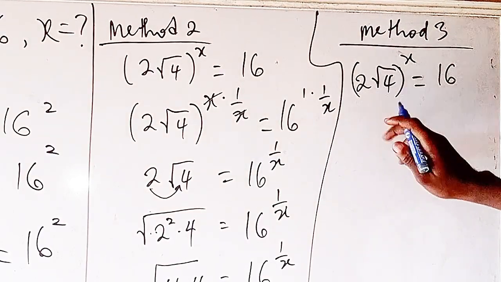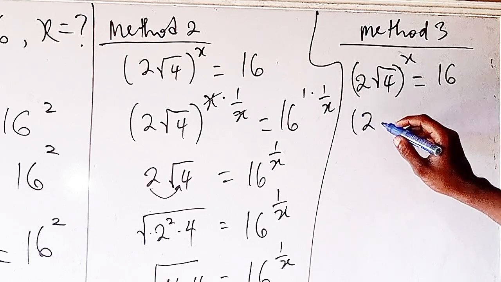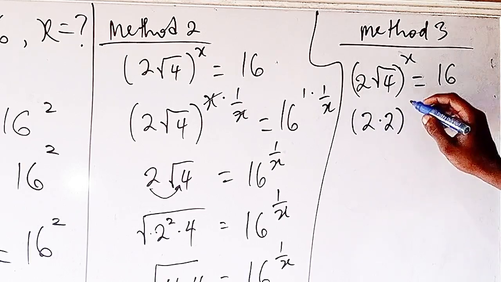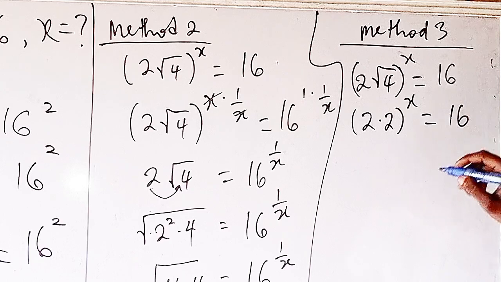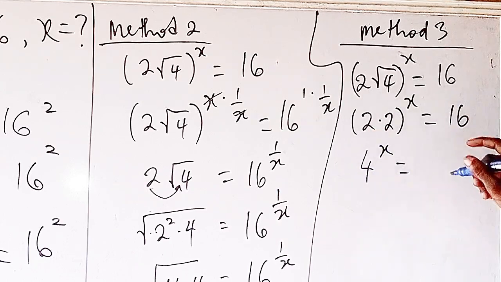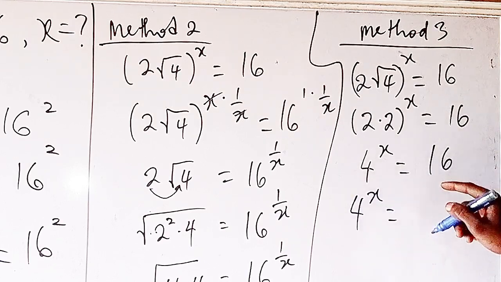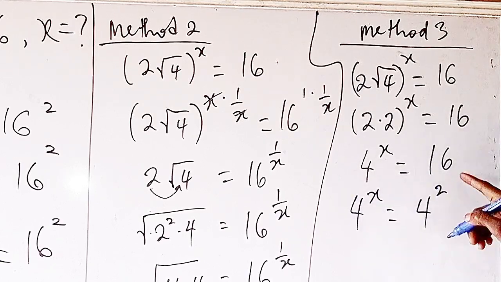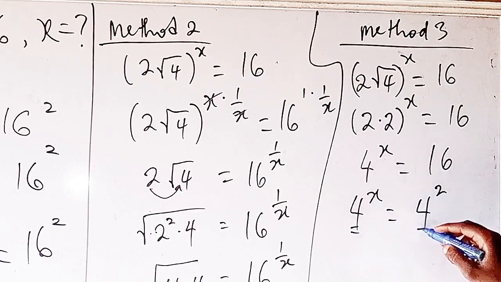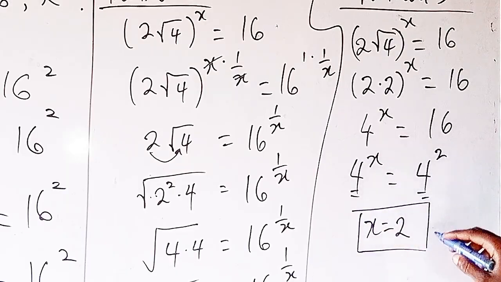Now method 3, let's see what we can have in this method. We have 2 root 4. We can see that root 4 is the same thing as 2. So we have 2 times 2 to the power of x equals 16. Now 2 times 2 is 4, so 4 to the power of x equals 16. That's 4 to the power of 2, from the law of indices. With the same base, we're going to have x equals 2. So we have this also.